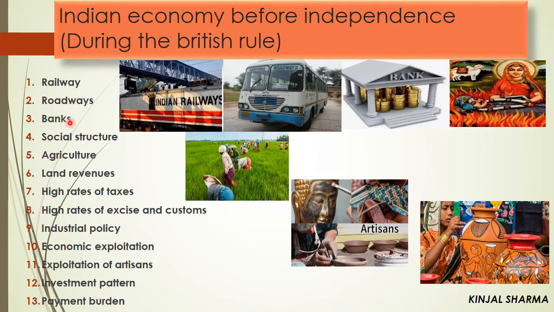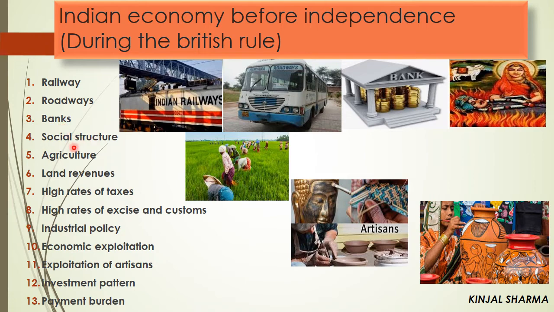Then comes the banking sector, that is banks. Private sector banks came into being in India from 1770, and by 1946 there were more than 700 banks in India. The RBI, also known as the apex or central bank of the country, was set up in the year 1935.